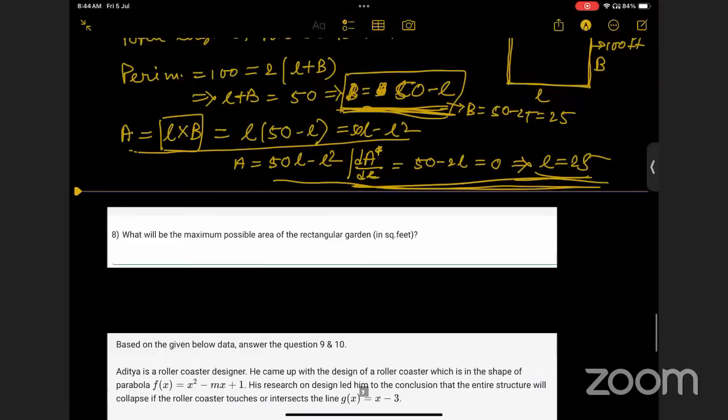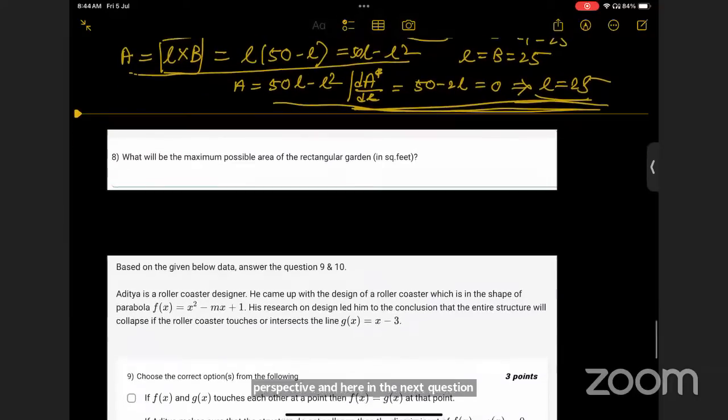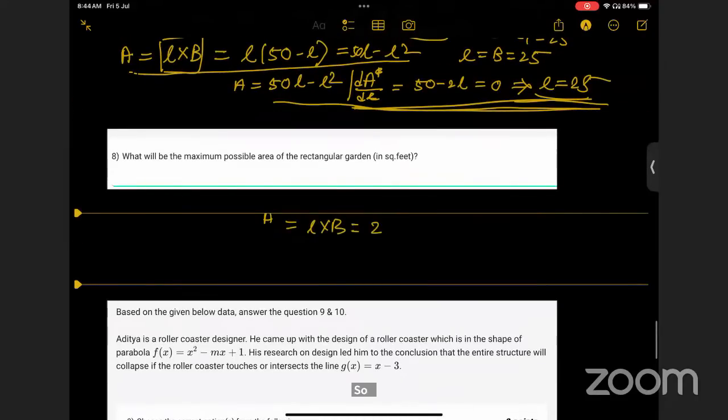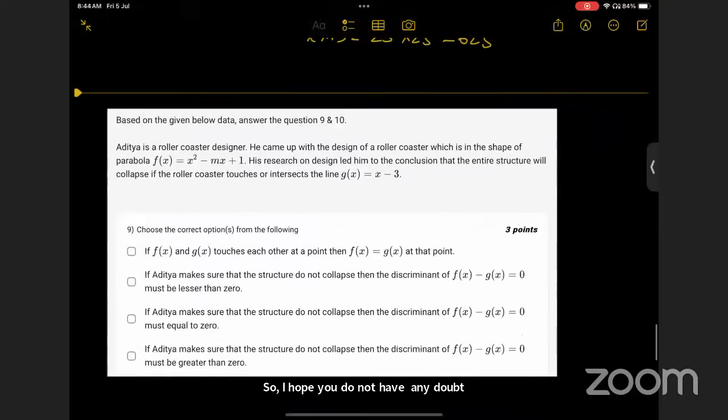So from this, we have L equals B equals 25, right? And here in the next question, the maximum possible area will be L into B. That means 25 into 25. This is 625, right? So I hope you don't have any doubt with this question. We can move to the next question.